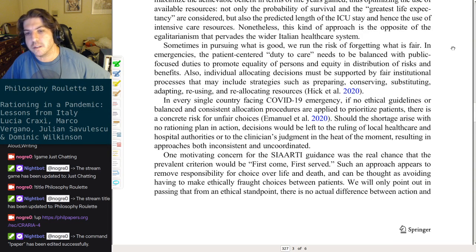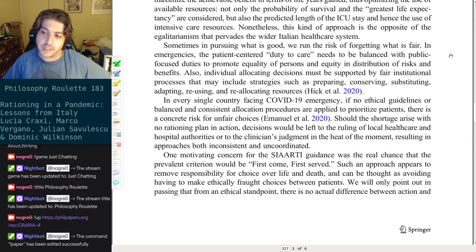Sometimes in pursuing what is good, we run the risk of forgetting what is fair. In emergencies, the patient-centered duty to care needs to be balanced with the public-focused duties to promote equality of persons and equity in distribution of risks and benefits. Also, individual allocating decisions must be supported by fair institutional processes that may include strategies such as preparing, conserving, substituting, adapting, reusing, and reallocating resources.